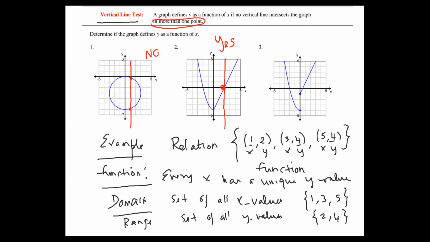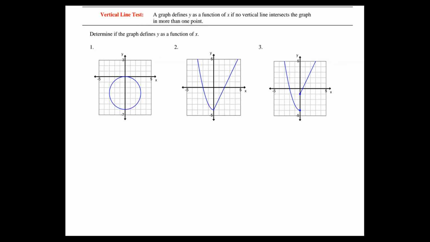And look at the third problem. I have these points on the graph. If I draw a line through this graph, it's intersecting at 2 points. So this is one point, this is another point. So this is not a function. Okay, that's how you identify whether the given graphs are functions or not. So let's move on to the next problem.